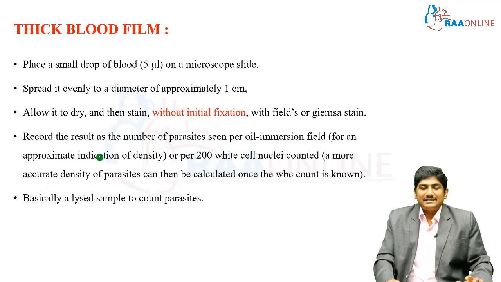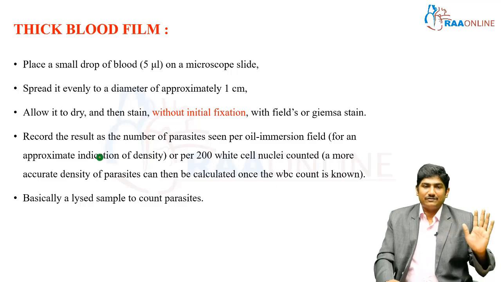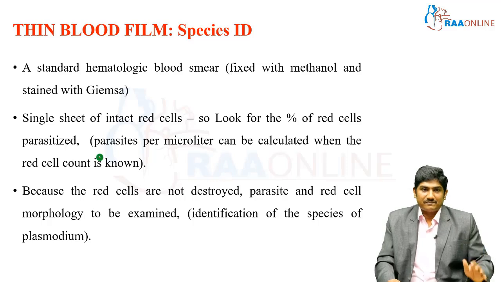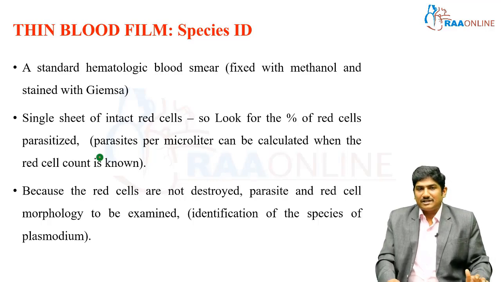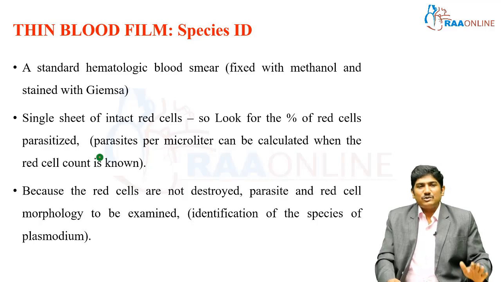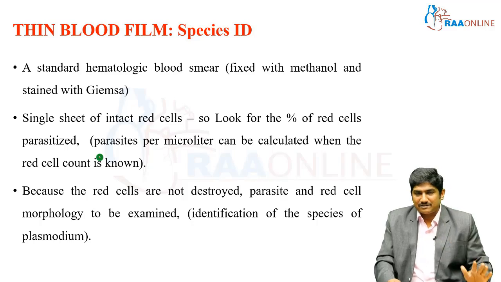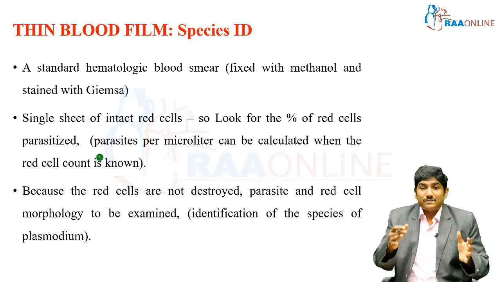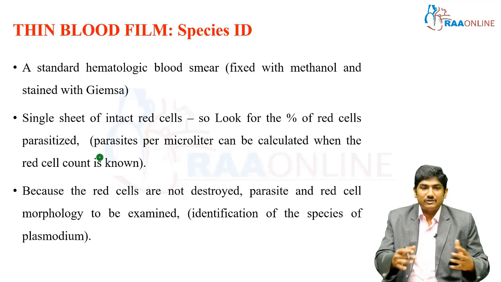Basically it's a lysed sample. We are using it to count the parasites. That's all it is; the thick film is for that reason. The thin film is basically to identify the species. This is a standard hematological blood smear, how we usually prepare it, fixed with methanol and stained with Giemsa. It is usually a single layer of intact red cells. So you look at the percentage of red cells that are parasitized, for example among around 100 red cells, how much percentage is infected. This is how you calculate it, right?